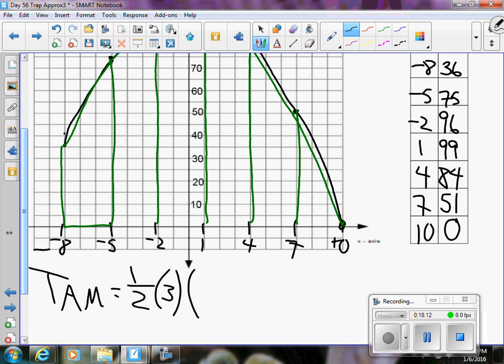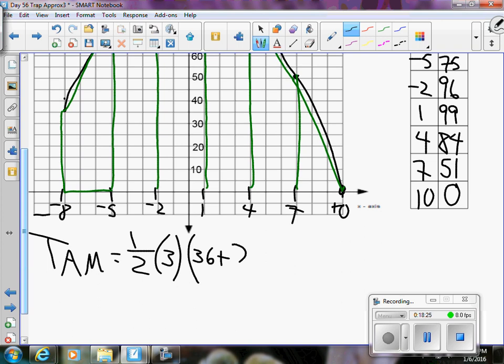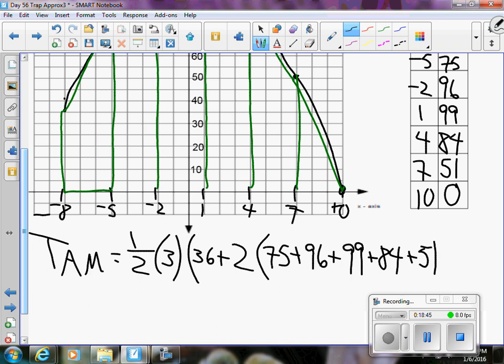All right, what am I writing first? What's my first base? Yep, and what is that? Because we have them all there. It's nice. 36 plus, what do I need now? I need 2 and parentheses. We're opening it up. What's the next number I should write in there? 75 plus 96 plus 99 plus 80 what? 84 plus 51. Close that parenthesis. And then, even though I don't have to write it, I still want to. On the outside, the last base is 0.